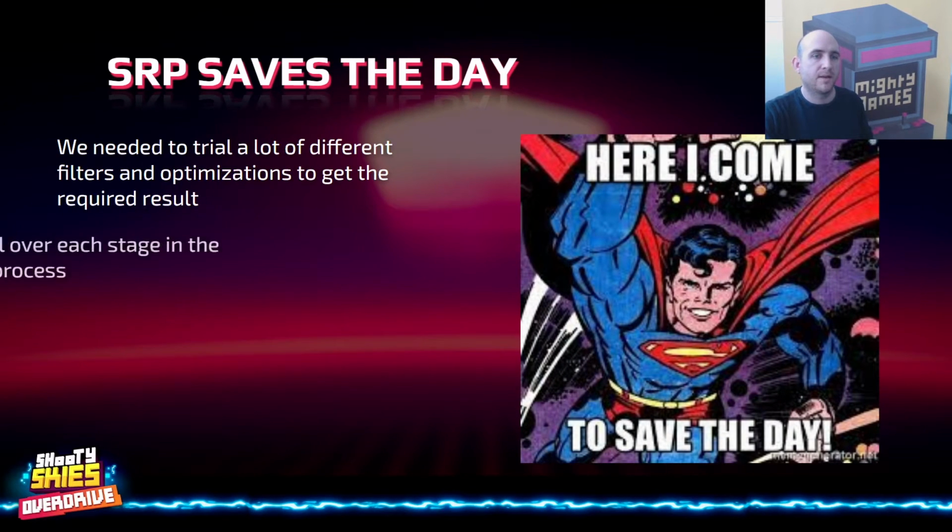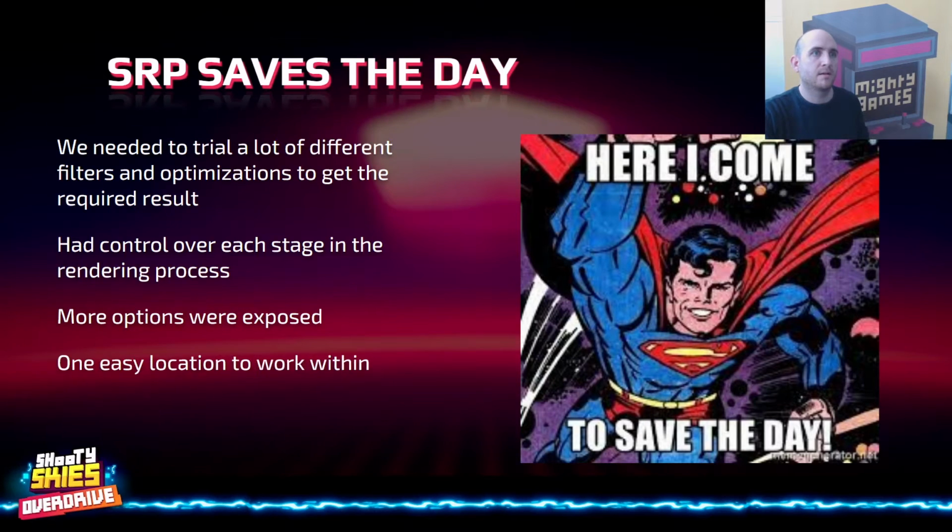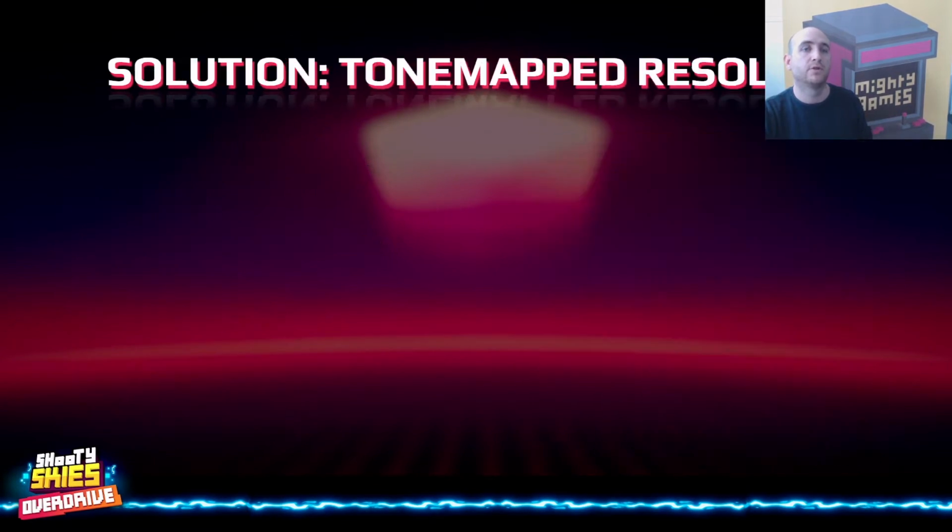But we found here that the SRP was probably more useful than anything else in finding our final solutions, because we needed to trial a lot of different filters and optimizations to get the required result. And working within our own scriptable renderer, we had far more control over each stage in the rendering process, and we could configure things differently. More options were exposed that we could work with, and we had one easy location to work with. And so that was really helpful for testing and iterating this process as we tried to come to a solution.